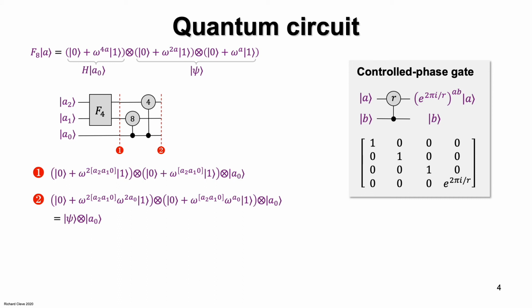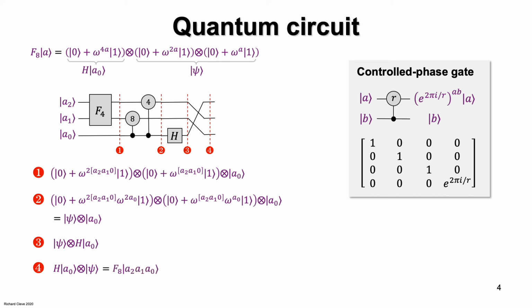Next, we perform a Hadamard gate on the third qubit, which gives us the correct part of our desired state, h of ket A0. So far, so good. But the qubits are in the wrong order. The third qubit should be on the left side rather than on the right side. So we cyclically permute the qubits to get them into the required order. And the result of all this is the Fourier transform F8. So F8 can be computed in terms of F4 in this manner.